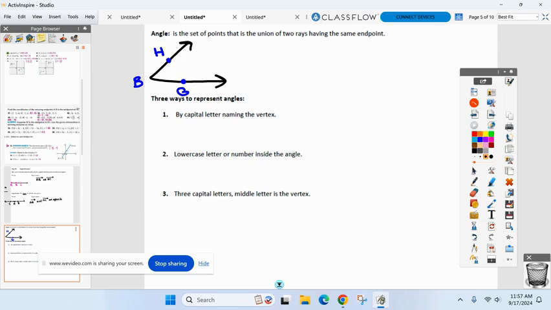Why is B at the vertex? B is in bumblebee. It doesn't have to start with a letter, it's just a name for it. Not a number, a letter. B, my favorite letter.